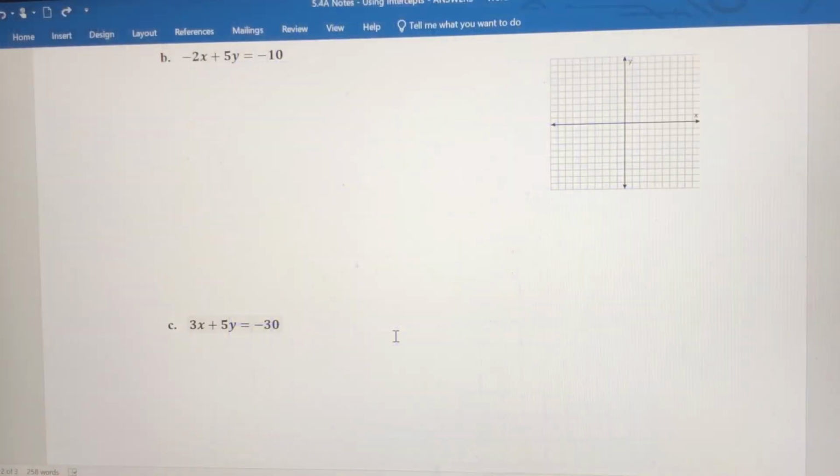All right, so pause the video here and go ahead and try parts B and C. Try to find the x and y-intercept of both of those, then draw the graphs, and then come back and check your work.